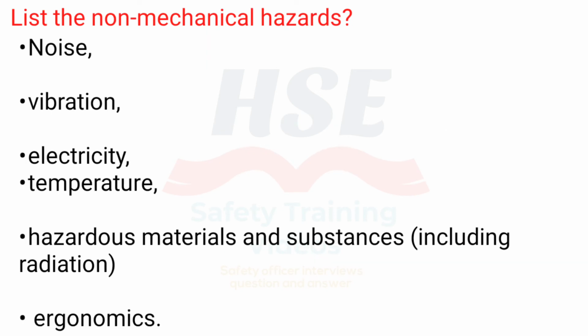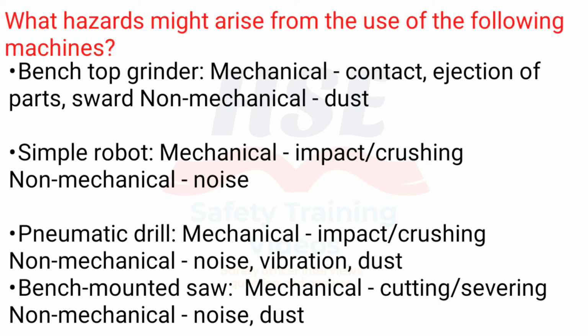List the non-mechanical hazards. Noise, vibration, electricity, temperature, hazardous materials and substances, including radiation. Ergonomics. What hazards might arise from the use of the following machines? Benchtop grinder: mechanical, contact, ejection of parts; non-mechanical, dust.